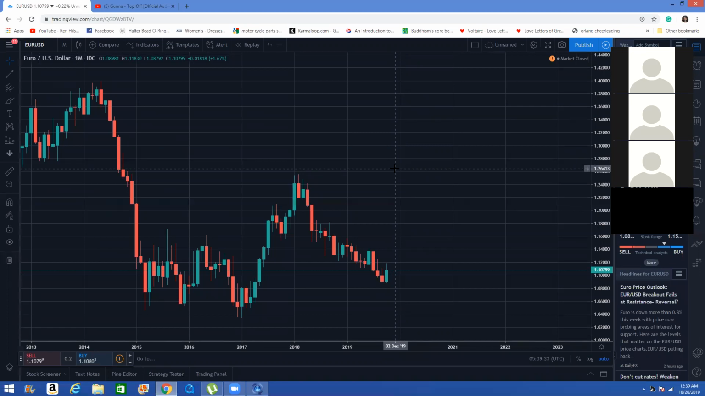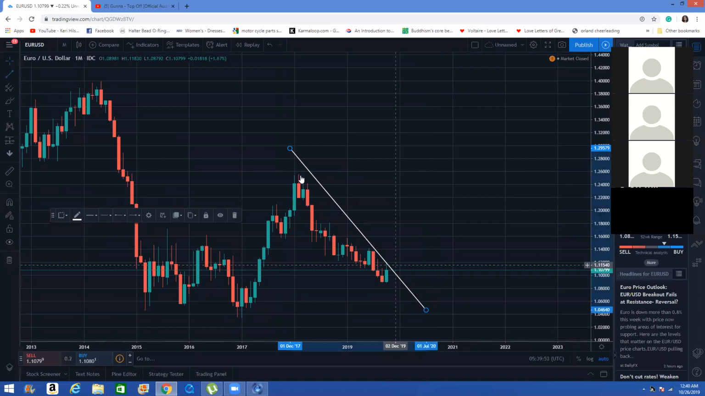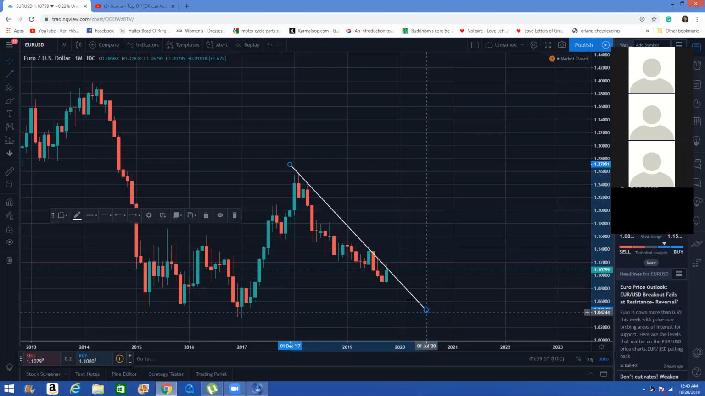So yeah, what you want to first look at is the monthly chart and see what it's been doing. Since January of 2018, it's been in a downtrend. You can put a little trend line on the monthly chart if you want, but it's really not necessary. I really would do it like this.